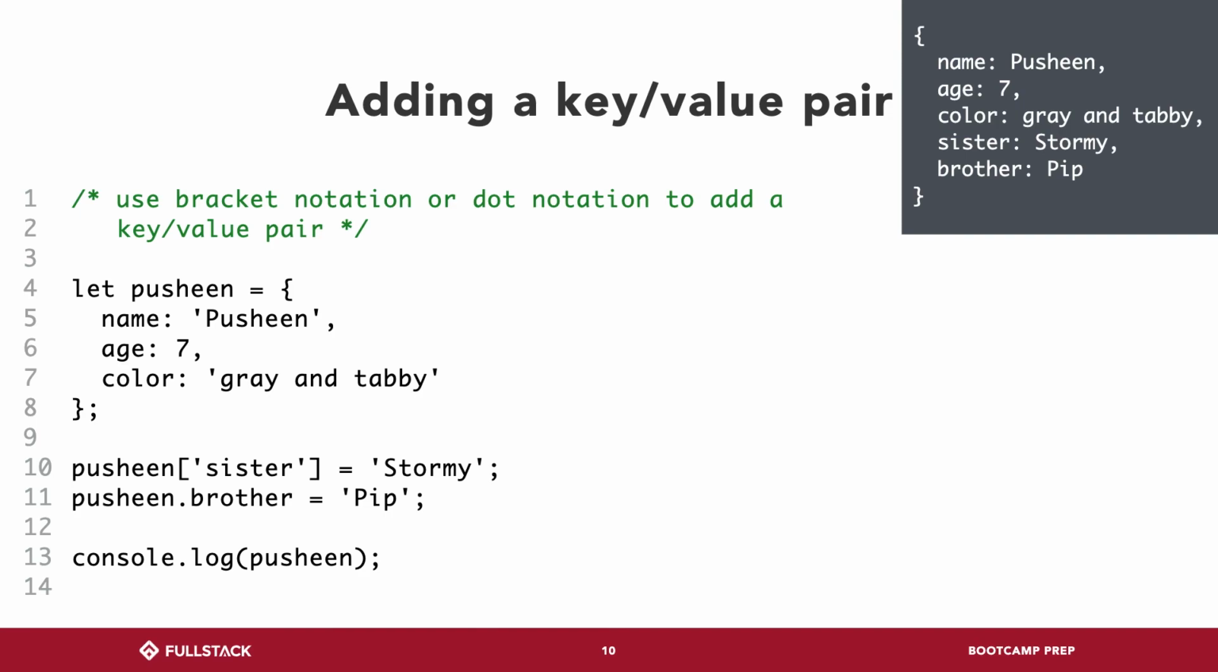This is simple, right? This is easy to understand. Whatever is at sister, whatever is at brother, is now going to be equal to Stormy and Pip. This is not only adding, this is also reassigning, because keys are unique, okay? If there was already a brother in here, that brother would be gone. No more brother. We get a new brother now, okay? Keys have to be unique.